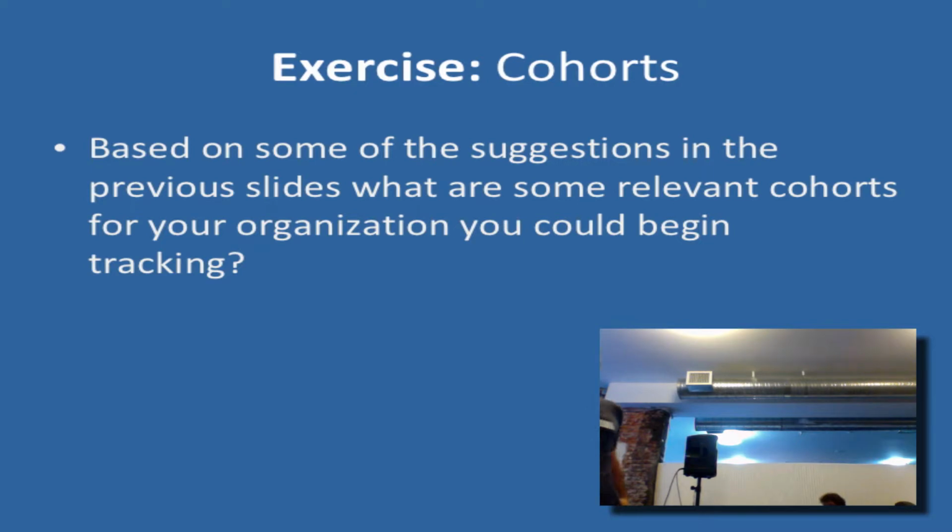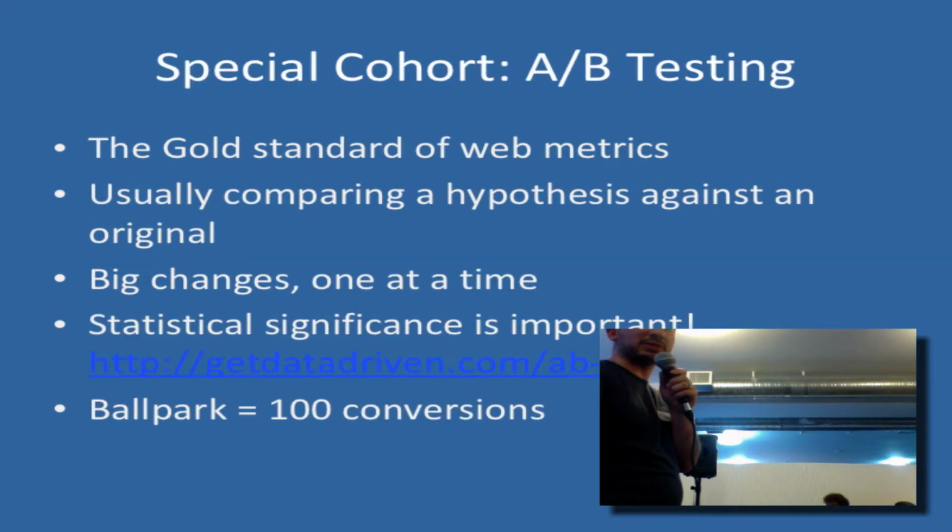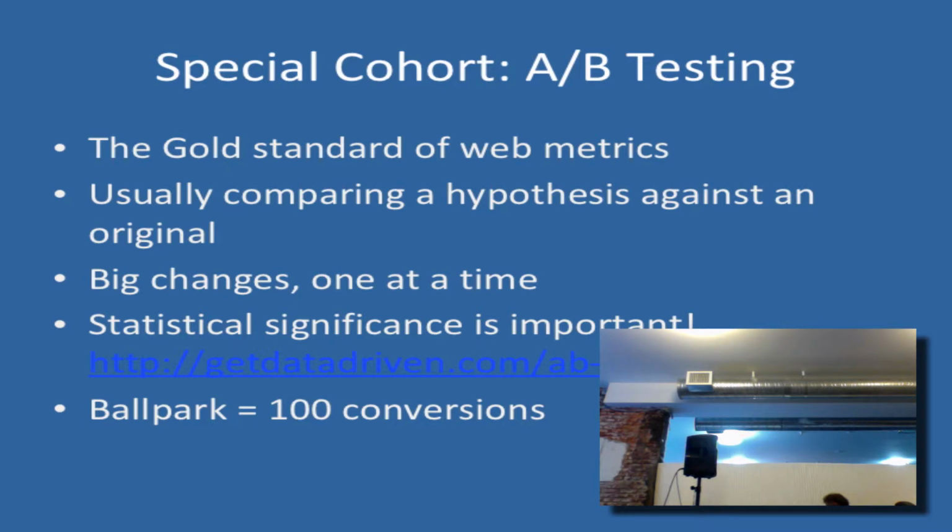So based on some of these suggestions in the previous slides, this is another exercise you could do. Think to yourself about what are some of the relevant cohorts for your organization. Like, what would be useful? Is it marketing sources, or is it different groups of people that you want to see how they behave? And once you have an idea there, then you can start to make some plans of how you might test this. Probably the place to start is with A/B testing.